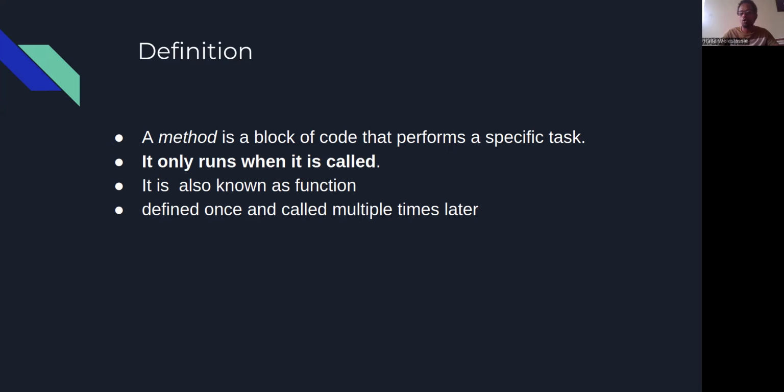So this block of code runs only when it is called, right? If you don't call it, it will stay dormant, so we need to call it. As I told you, it's also called function. Once we define a method, we can call it multiple times. This is the main purpose of method: we write it once and we call it many times, as many as we need.